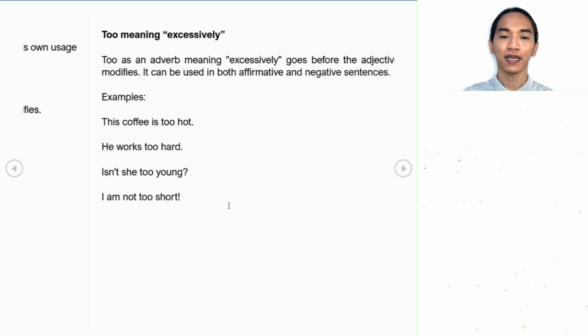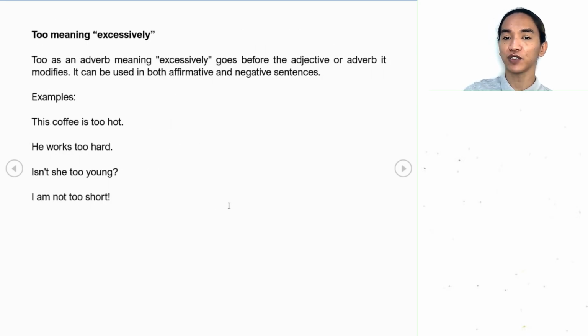All right? Now, the next meaning of too means excessively, like too much. Okay, too as an adverb means excessively, goes before the adjective or adverb it modifies. So you put it before your adverb or adjective that it modifies. So this coffee is too hot. He works too hard. Isn't she too young? I am too short, okay?